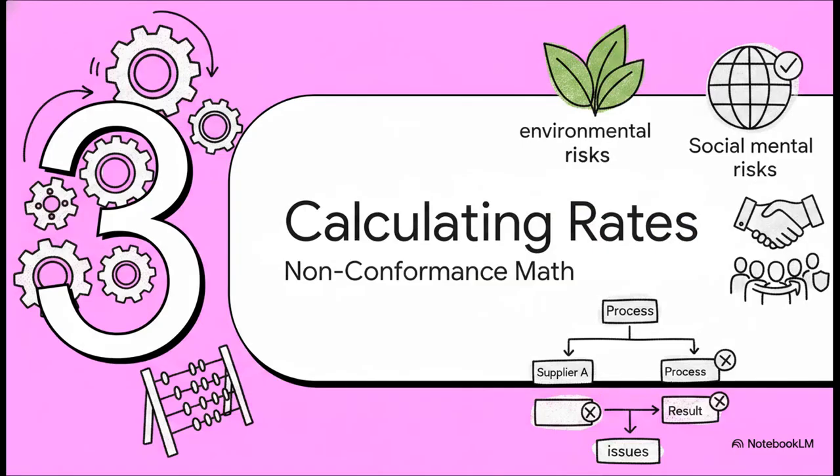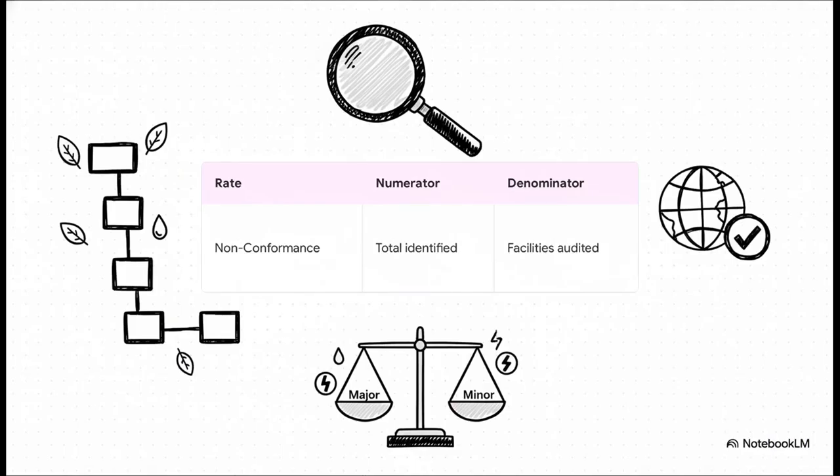Let's look at Part 3. Calculating non-conformance rates. So how do we actually calculate this? To find your non-conformance rate, you take your numerator, which is the total number of non-conformances you actually identified, and divide it by your denominator, which is the total number of supplier facilities audited. And remember, the standard requires companies to calculate and report this rate separately for major non-conformances and minor non-conformances. It gives you a crystal clear mathematical picture of supplier compliance.